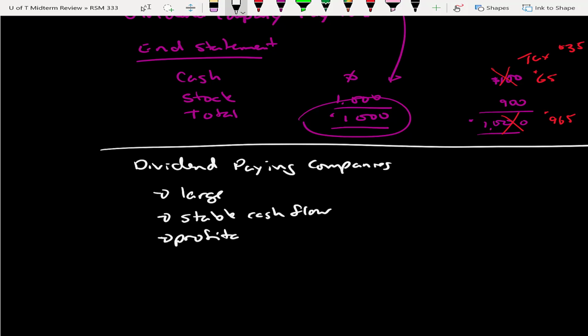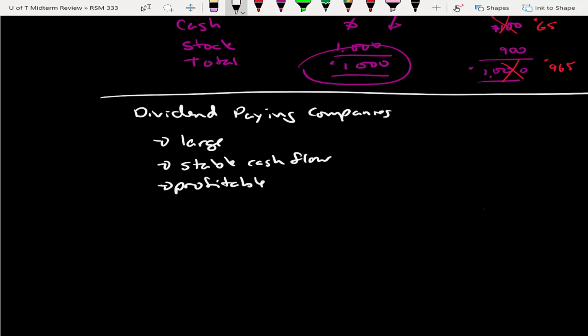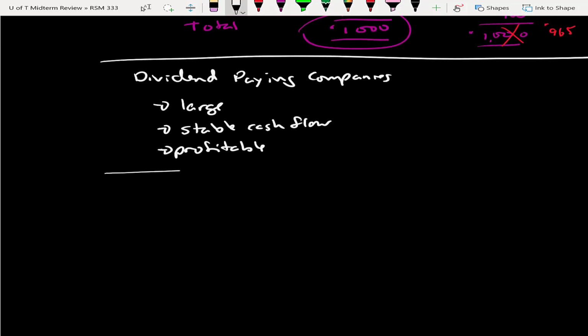Anecdotally, let's look at two groups. Group one is dividend-paying companies, which are large, stable cash flow, profitable companies. Group two is smaller, with unstable cash flows, and may or may not be profitable. Which will do better in the long run? Your common sense would probably tell you it's the former group. So they're not doing better because they're paying the dividend. It's just that the subset is a safer subset.